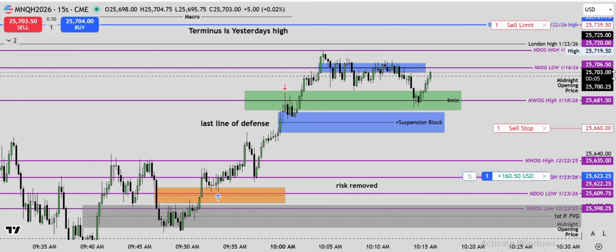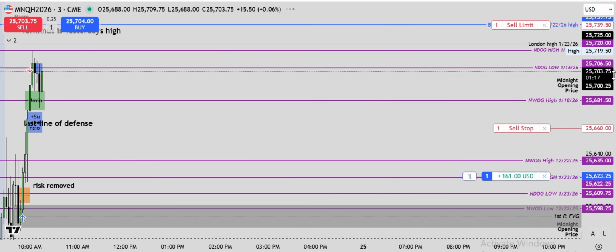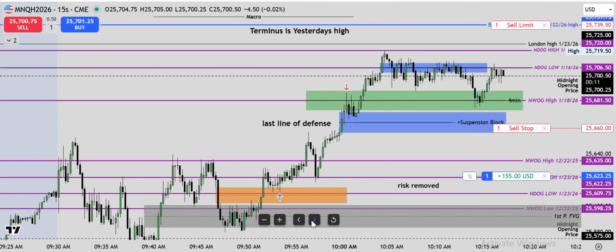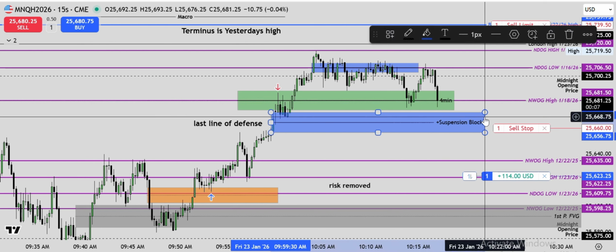Okay, you see price dip into that 4 minute gap. Starting to teeter higher. Again, playing with that midnight opening price. Shout out Tremaine Trades, man. He, oh, look at that.